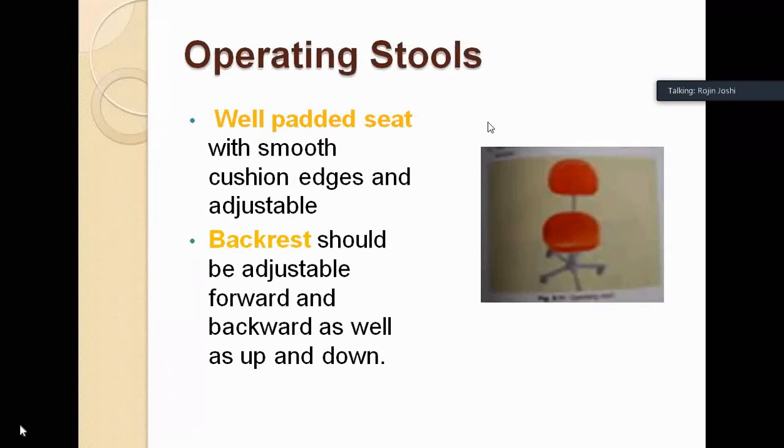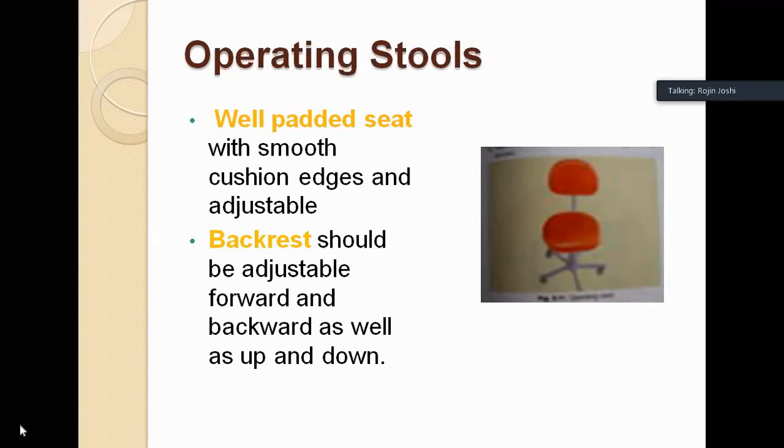Now, the operating stool. All of you have seen an operating stool. When you did your plaster model exercises, you used to sit on the operating stool. The operating stool has a well-padded seat, with smooth cushion edges, and an adjustable backrest. The backrest should be adjustable forward, backward, as well as up and down. I don't think I have to tell you more about this operating stool because you've been sitting on it for 1 year already.